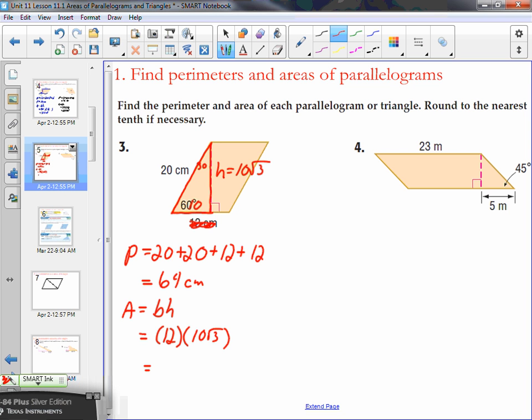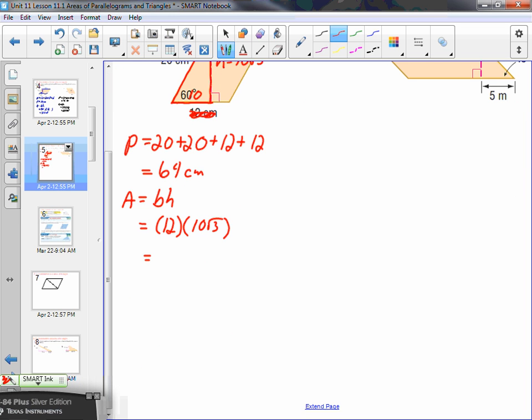All of a sudden you're starting to think maybe these problems are going to be a tad more difficult than you thought at first? Yeah, because see, they're not just going to give you the base and the height every time, are they? They're going to make you work for it. Okay? So I know that 12 times 10 is 120. So the exact area would be 120 times the square root of 3 square centimeters.